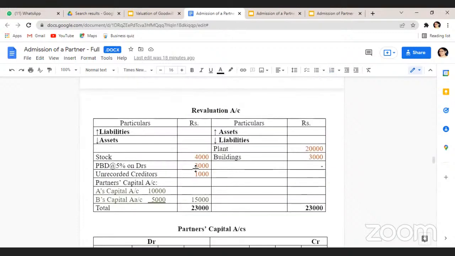Now, the revaluation account. What did I say? Increase of liabilities and decrease of assets go on the debit side, and increase of assets and decrease of liabilities go on the credit side, I said, right?